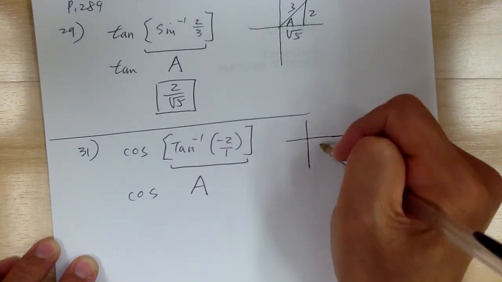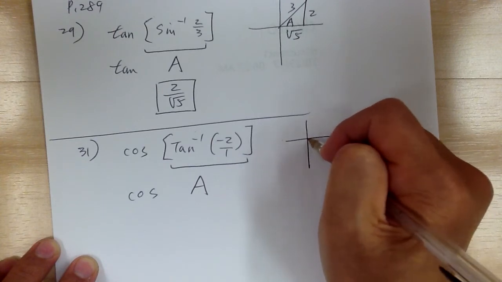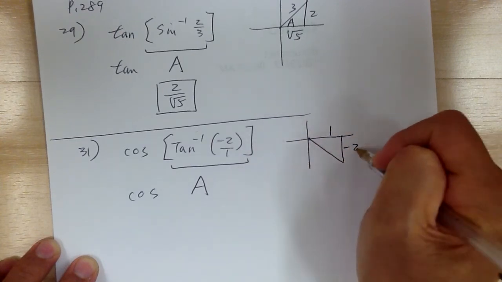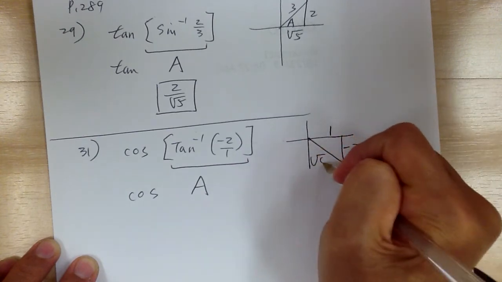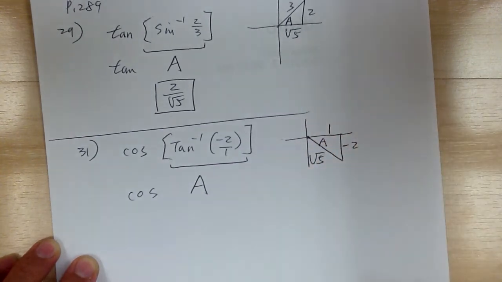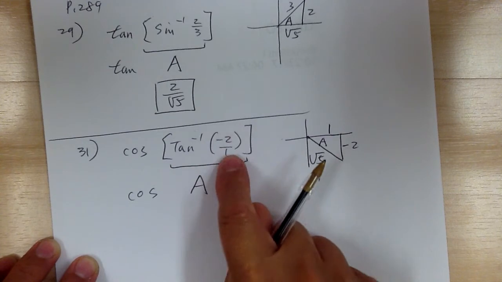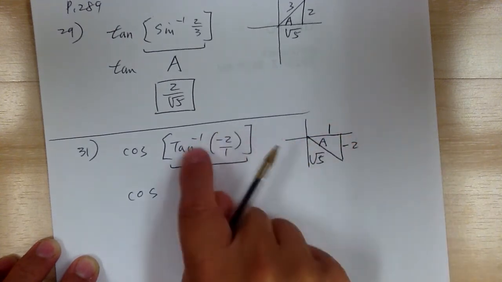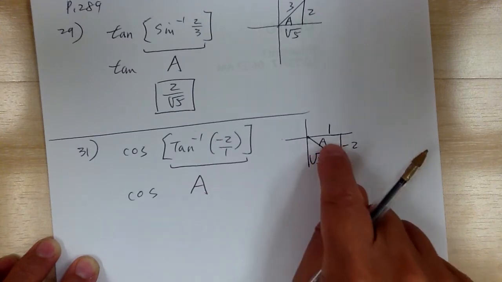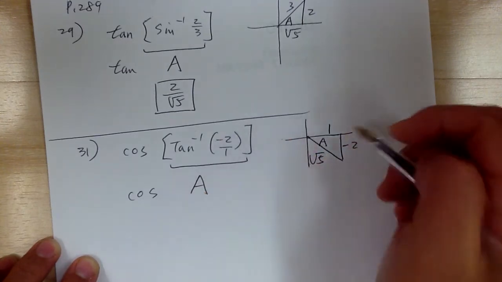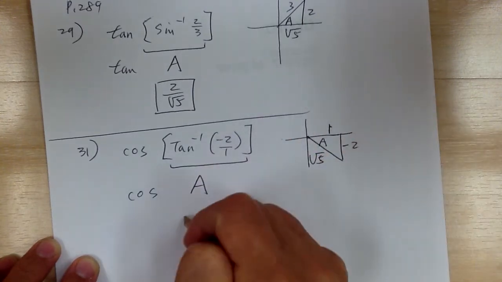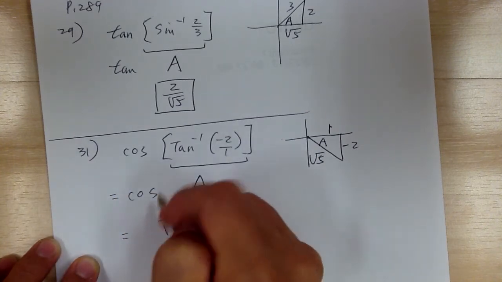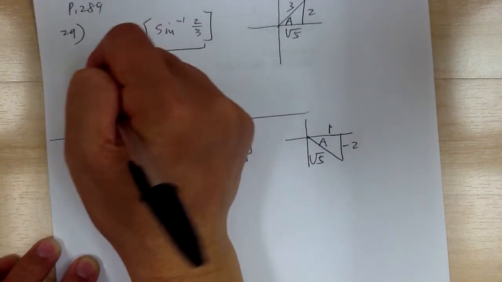So this is negative 2 over 1, right? Sine over cosine. So this will be square root of 5, and that's your angle A. Right? Again, tangent is sine over cosine, the vertical over horizontal. Now, after you've done that, you have to look at this picture to figure out cosine of A. So cosine is this over this, right? So this will equal 1 over square root of 5. Okay.